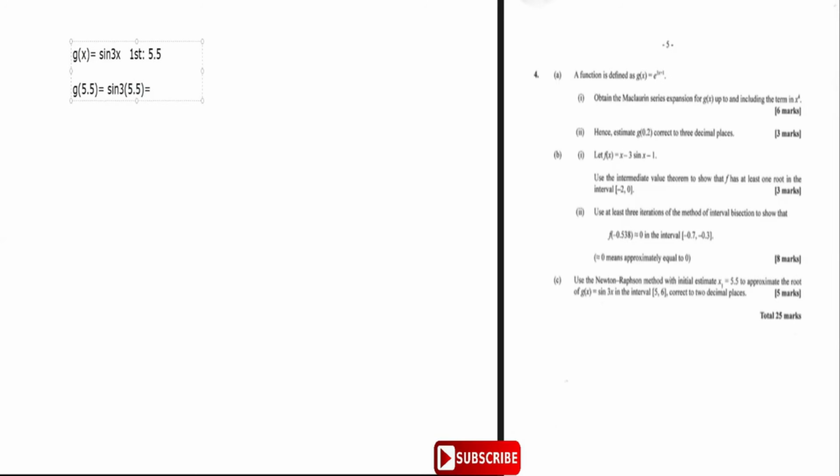G of 5.5 is equal to the sine of 3 times 5.5, that's minus 0.711785. So that's g of 5.5. Next thing we need is the derivative g prime of x. G prime of x is equal to, when you differentiate sine, you get cos. You get 3 cos 3x. So now we need g prime of 5.5. G prime of 5.5 is 3 times the cosine of 3 times 5.5. We put that in a calculator, and I'm getting that's equal to minus 2.10719.